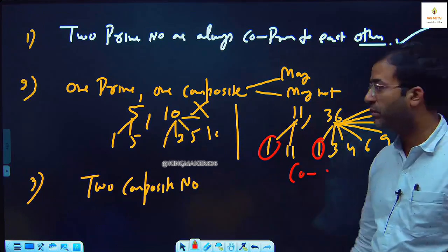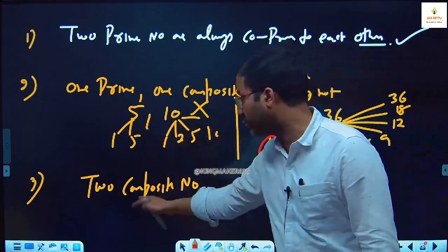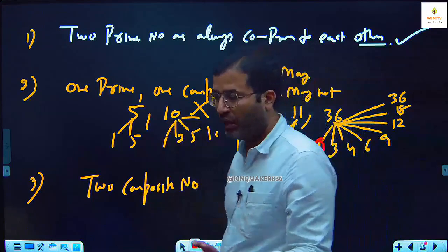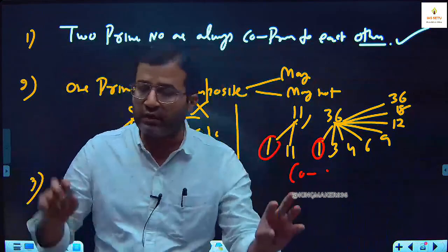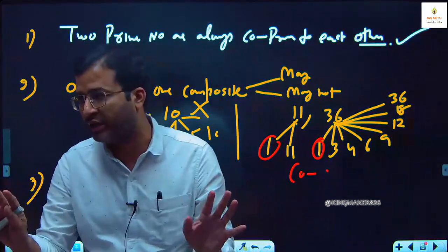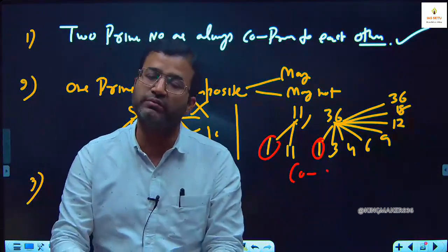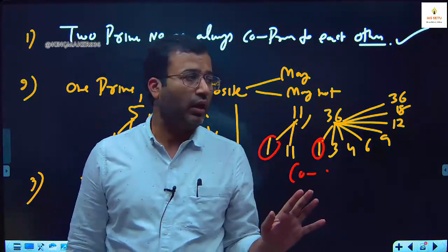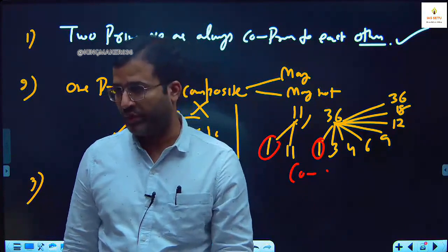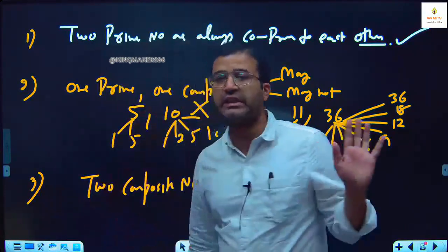मतलब कोई गारंटी नहीं, हो भी सकते नहीं भी, टू कंपोजिट की भी कोई गारंटी नहीं। सो ट्राई टू अंडरस्टैंड, टू प्राइम नंबर आर ऑलवेज को-प्राइम, वन प्राइम एंड वन कंपोजिट देयर इज नो गारंटी, वी हैव टू चेक। टू कंपोजिट नंबर ऑल्सो देयर इज नो गारंटी, वी हैव टू चेक। ठीक है, नाउ आई गिव यू सम अदर प्रॉपर्टी। डेफिनेशन क्लियर?